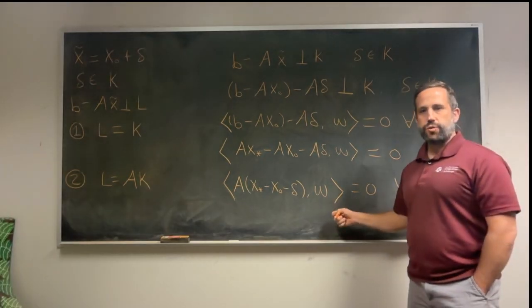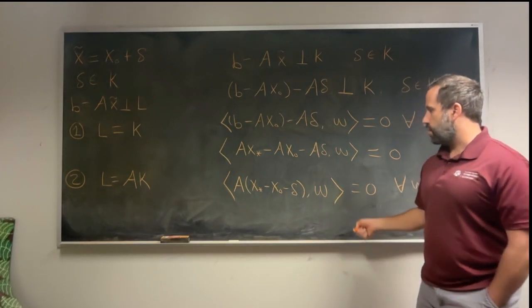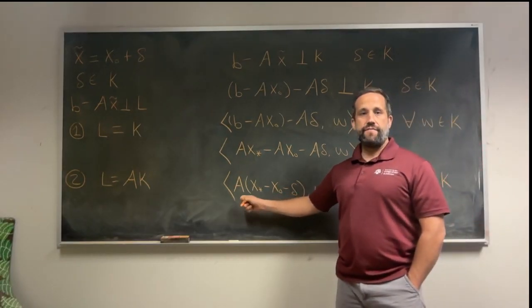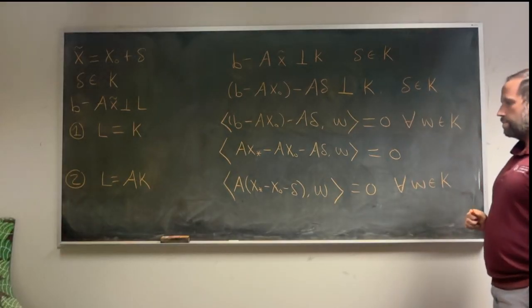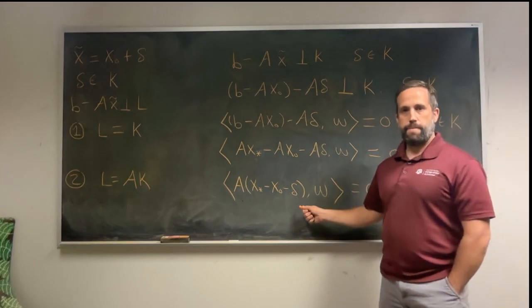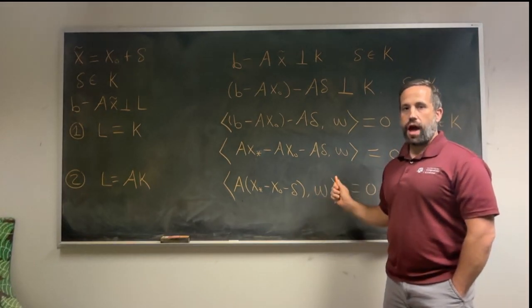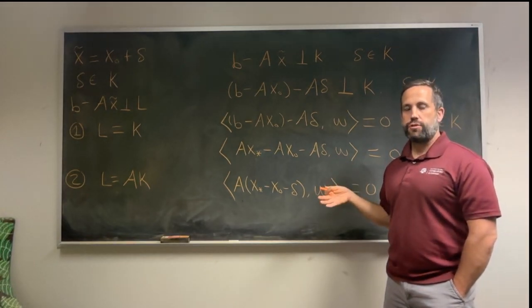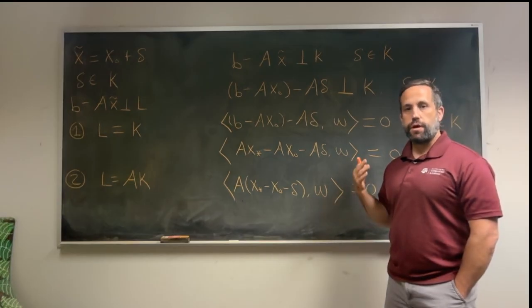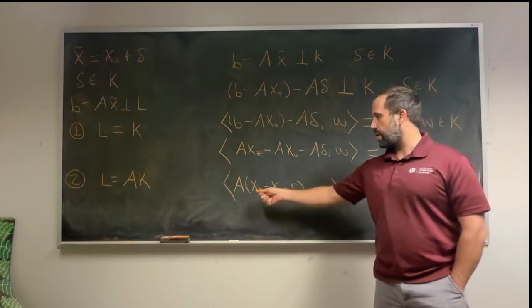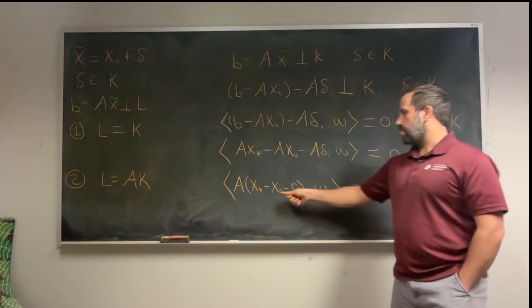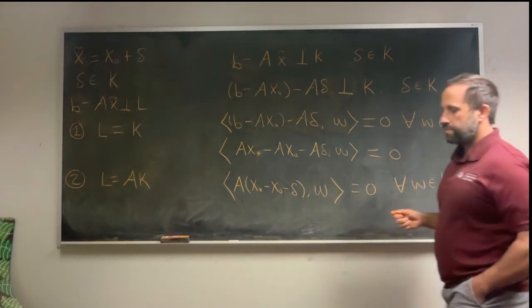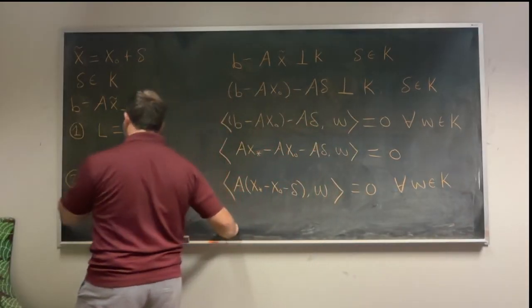But this right here is just the inner product defined by A, if A is a symmetric positive definite matrix. Okay, so in other words, what this is saying is that delta is the A orthogonal projection. When I say A orthogonal projection, I mean orthogonal relative to the inner product generated by A. Delta is the A orthogonal projection of x star minus x naught onto K. So let me record that over here.